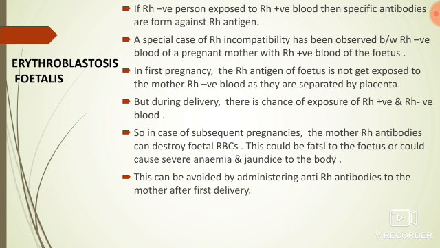But during delivery, there is a chance of transfusion of fetus blood to the mother. So against the fetus blood that is Rh positive, some antibodies are formed in the body of the mother by a process called autoimmunization. And because of these antibodies, in a subsequent pregnancy, the mother's Rh antibodies can destroy the fetal RBCs. So this could be fatal to the fetus and cause its death. As the RBCs are destroyed, anemia and jaundice can also occur in that child.